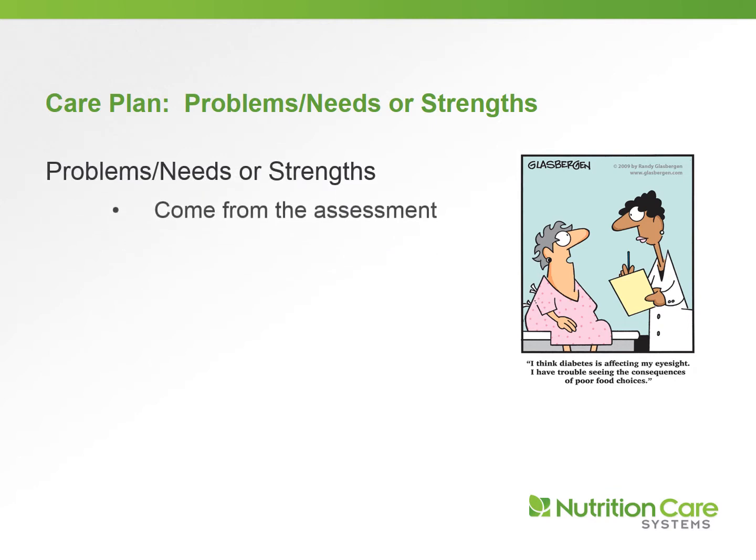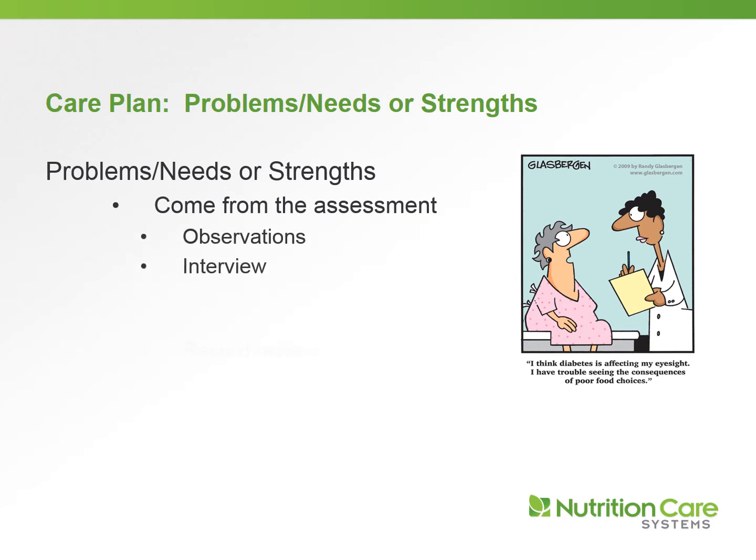So first off, problems, needs, or strengths should come from the assessment, also from observations of the resident, any interviews that you might have had with the resident, record review, especially anything from the hospital that might include a care plan or plan of care that the resident had at the hospital, or any other facility that they may have come from, and also the MDS and the CAA.